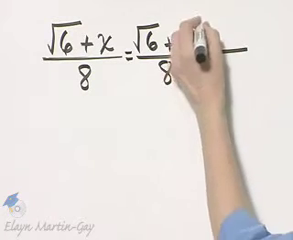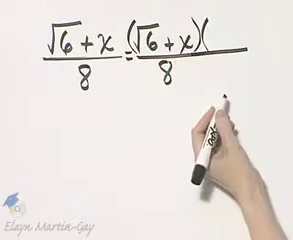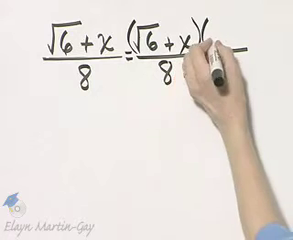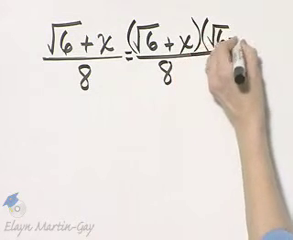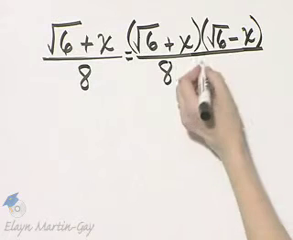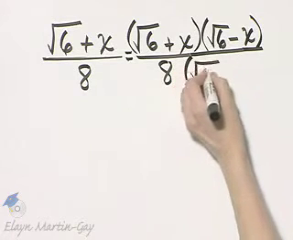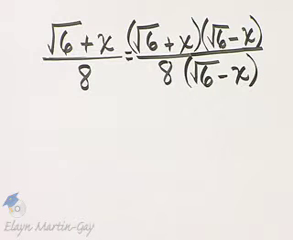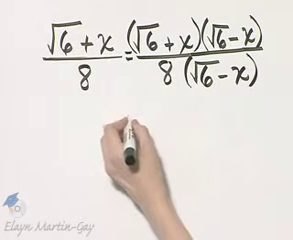So we will multiply by the conjugate. What's the conjugate of this square root of 6 plus x? It's square root of 6 minus x. If I multiply the numerator by this factor, I must multiply the denominator by that exact same factor also. And now let's see what we have.